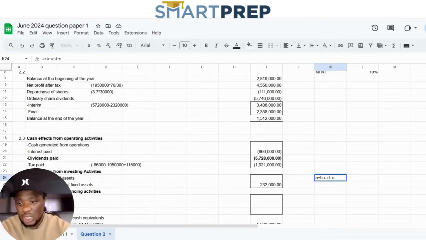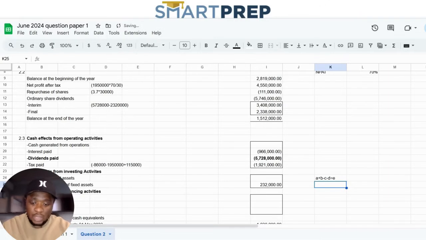So in this case, what are we trying to work out? We're trying to basically work out the additions. So if we're working out the additions, it means that we take the balance at the end, and then we take all those other things to the other side of the equal sign. So B is equal to E, the end of the year, minus the beginning of the year, plus the disposal, and then plus the depreciation, and that's basically going to give us what we're looking for.